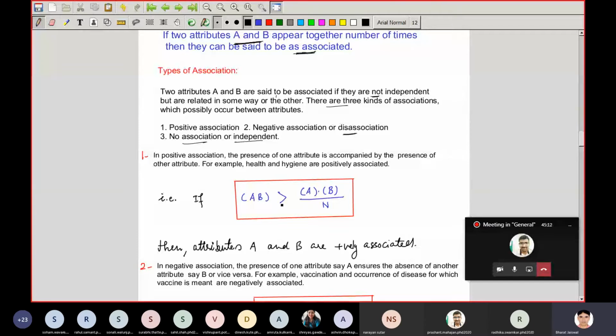So there are certain measurements that we have to follow. In case of association, that is positive association, the presence of one attribute is accompanied by the presence of the other. If two attributes are present, then we say that there is a positive association, and it is measured.